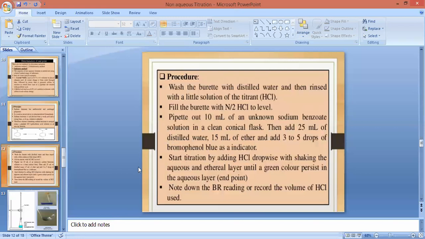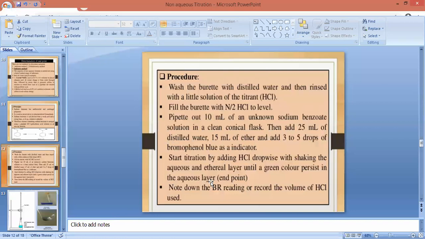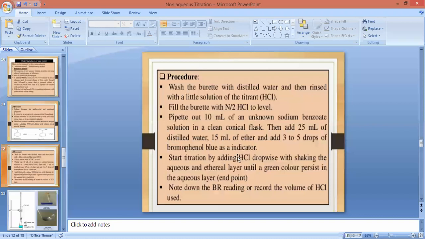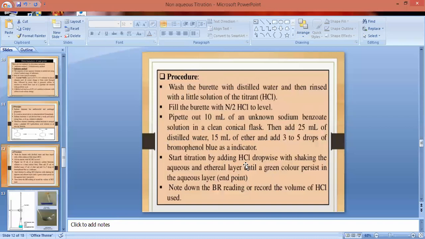Now, the next step of the titrimetric analysis is the addition of the standard solution of HCl from the burette dropwise with constant stirring to the contents in the conical flask, shaking the aqueous solution and ethereal layer until a green color persists in the aqueous layer. Until the contents in the conical flask turn green, we keep adding the standard HCl solution from the burette into the conical flask. The sodium benzoate in the conical flask will react with the standard solution of HCl. The moment the contents turn green, we stop the addition of HCl.